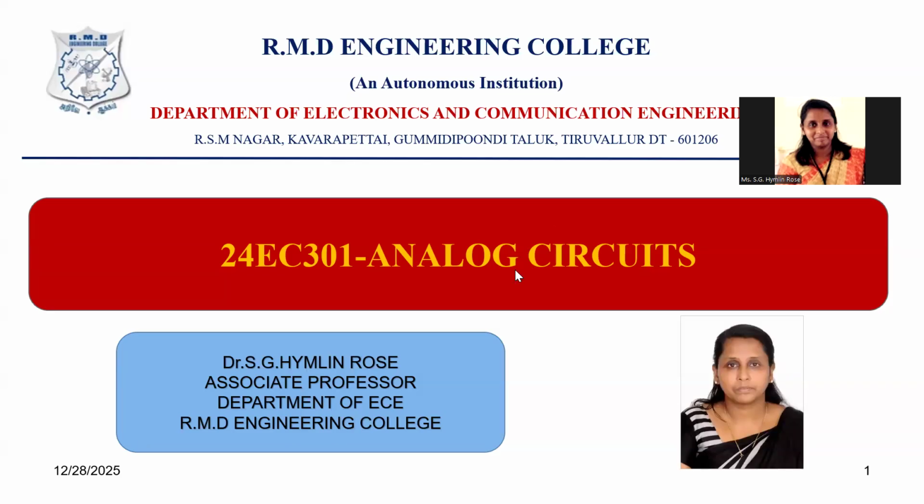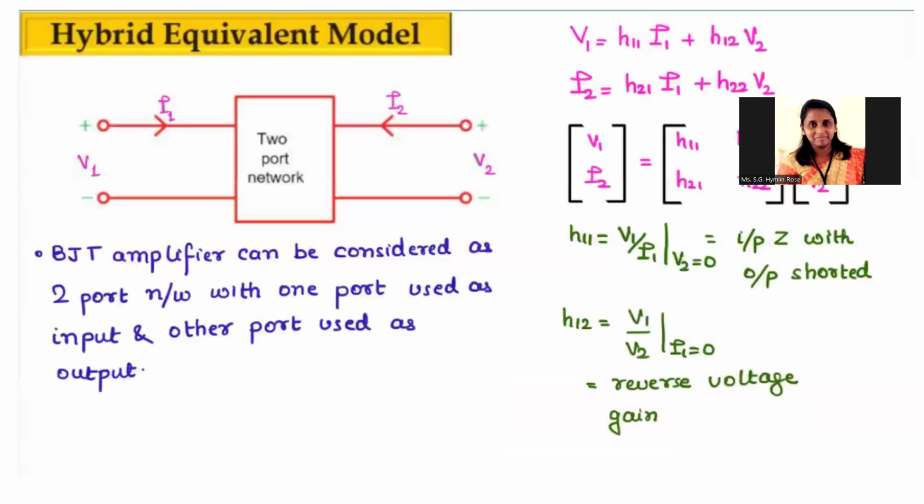Good day to all. Today we will discuss the hybrid equivalent model of BJT in the subject analog circuits. The hybrid equivalent model is an H parameter model of a BJT, which is a simple two-port network representation for analyzing the small signal AC behavior. It can be considered as a two-port network with one port used as input and the other port used as output. Using this behavior, we have four parameters.